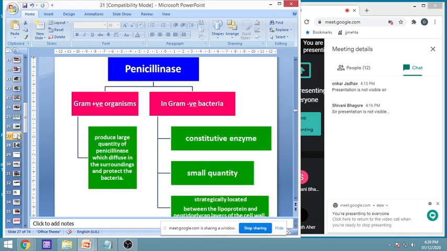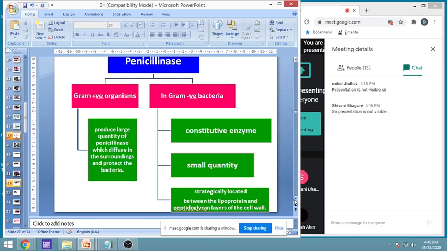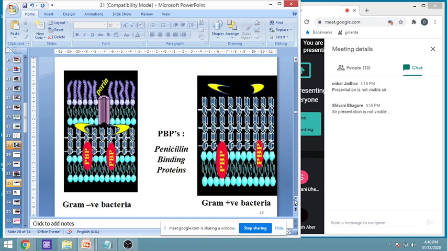So there are two things which are there. Let us see what it is. Penicillinases are enzymes. They are acquired in gram-positive organisms. It was not there earlier. These can produce a large quantity of penicillinase, which diffuses in the surroundings, and this protects the bacteria when there is a resistant one. In gram-negative bacteria, it becomes a constitutive enzyme, although in small quantity, but it is strategically located between the lipoproteins and peptidoglycan. So the drug will not be able to act on this particular bacteria. So this is how resistance is formed.